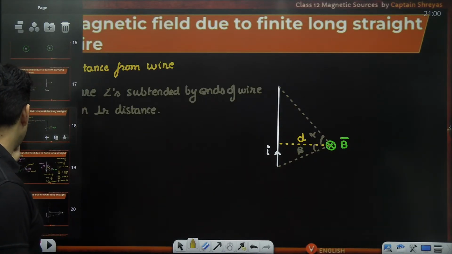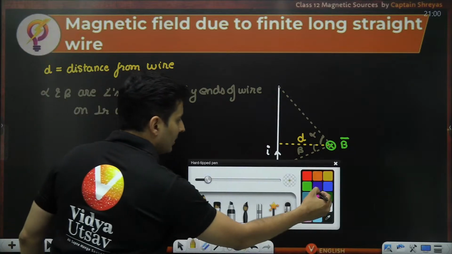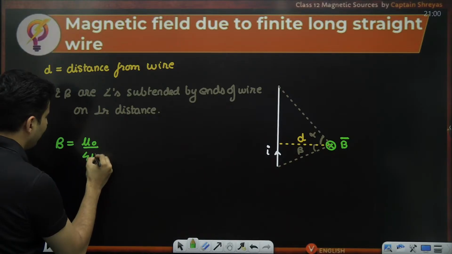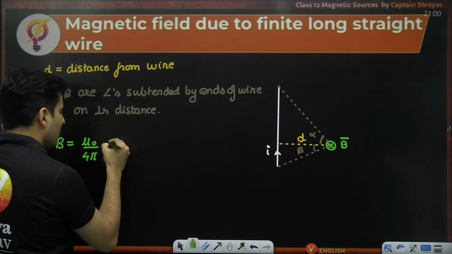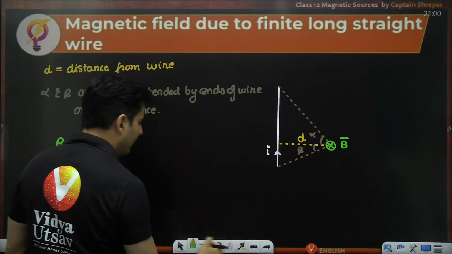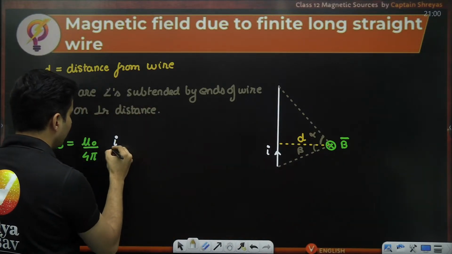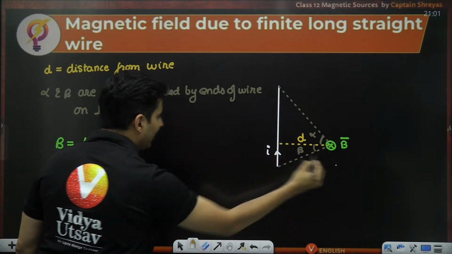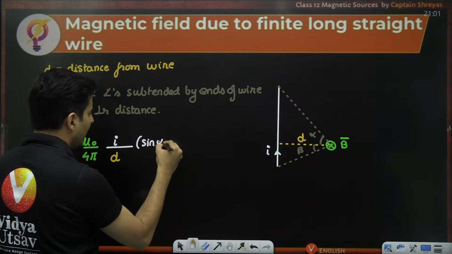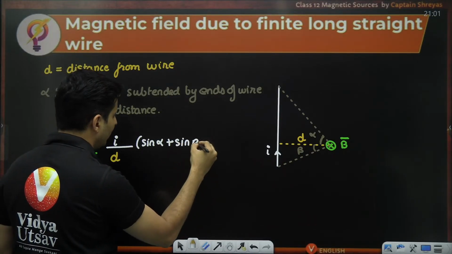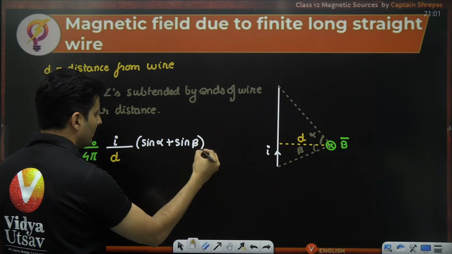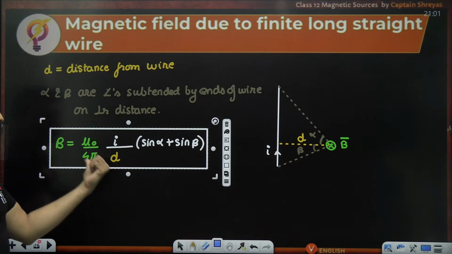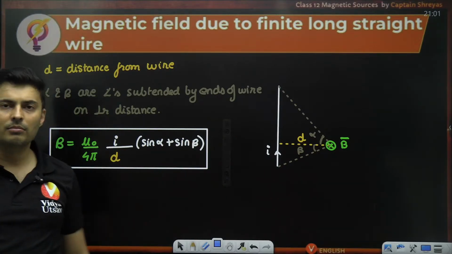Okay. So the answer that you get is as follows. The net magnetic field that you get is mu naught by 4 pi, times the value of the current divided by the distance, and finally you will have sine alpha plus sine beta after you put the limits of the integration. So this is the final form that you get: mu naught by 4 pi, I by d, times sine alpha plus sine beta.